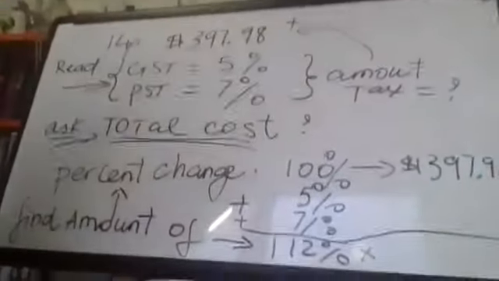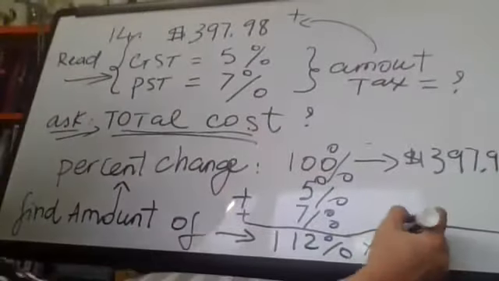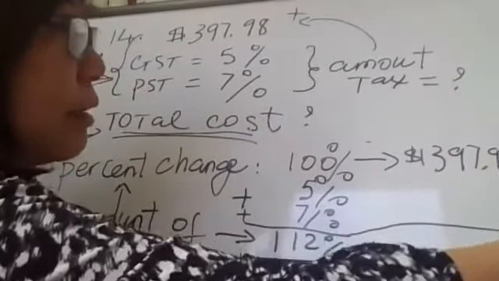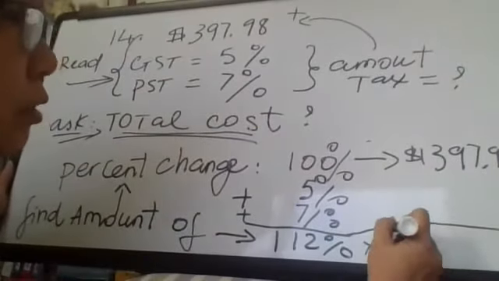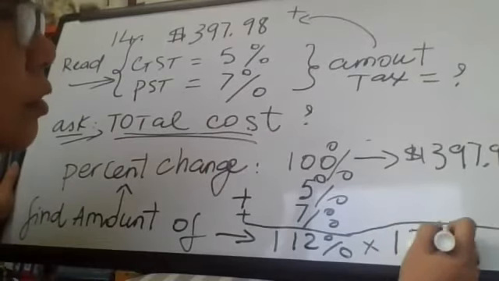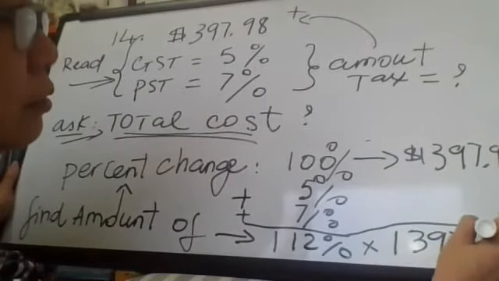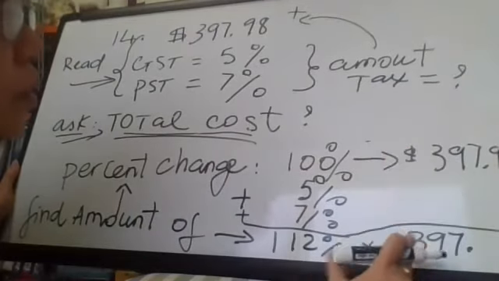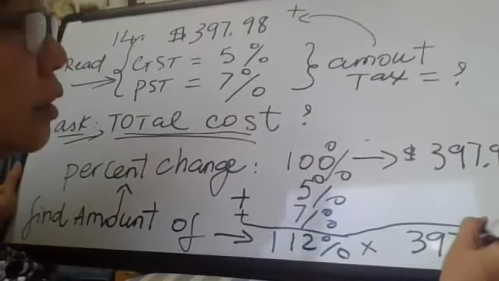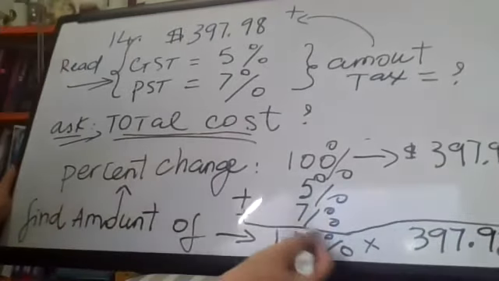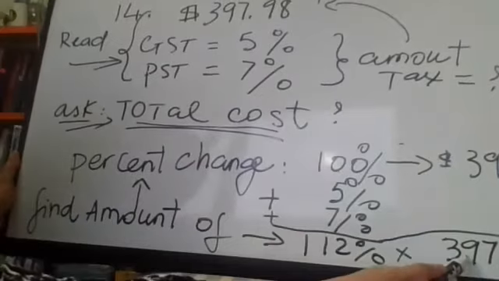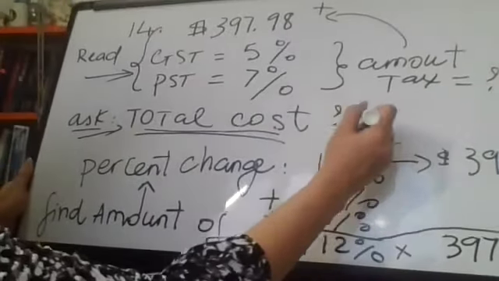Sorry student, my cat. So you times with 100, but get down, not working. 100 and 397, no, 300, sorry.